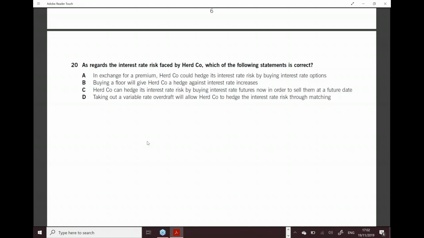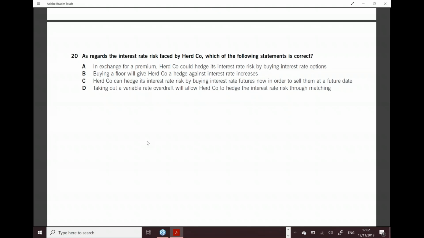So floors are generally taken by depositors, not borrowers. Third, the company can hedge its interest rates by buying interest rate futures. No, arguably you should be selling interest rate futures. How do you always determine whether to buy or sell interest rate futures? Well, if you're a borrower, you need money, and if you need money, you need to sell bonds to collect money. So selling bonds is equivalent to selling interest rate futures. So borrowers always sell interest rate futures, depositors always buy interest rate futures. And in this case, you can't be buying interest rate futures because you're a borrower. So answer D is out.